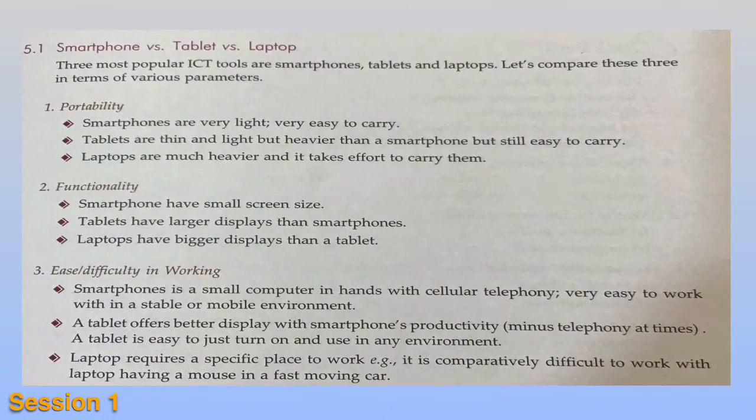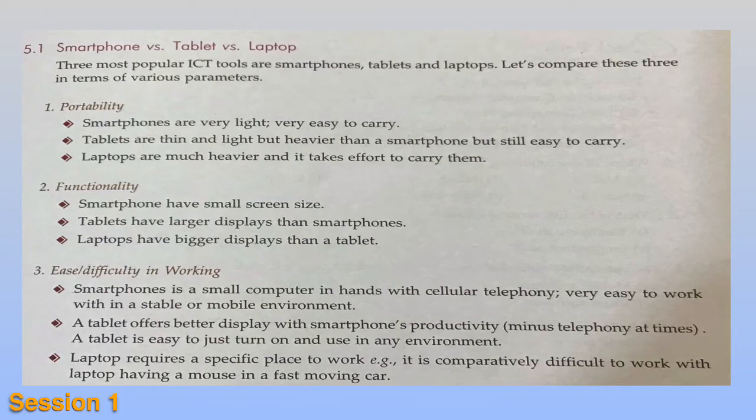At the end, the chapter provides us the comparison of three different ICT tools: smartphone, tablet, and laptop. The three most popular ICT tools are smartphones, tablets, and laptops. Let's compare these three in terms of various parameters. The first parameter is portability. Smartphones are very light, very easy to carry. It's the most portable among these three.